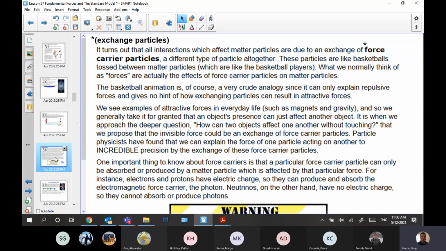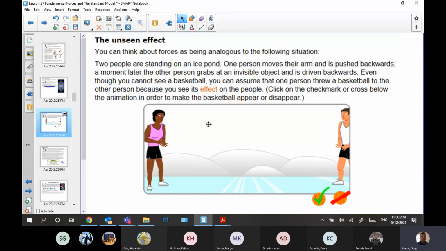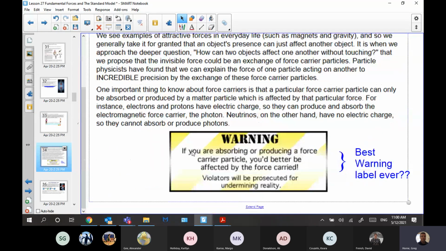So these exchange particles we've been talking about make forces happen, is all we're saying. This is the basketball analogy that I just talked about. We don't have to spend time thinking about that. We throw a heavy enough ball between us on a slippery surface, you're both going to be repelled backwards, right?